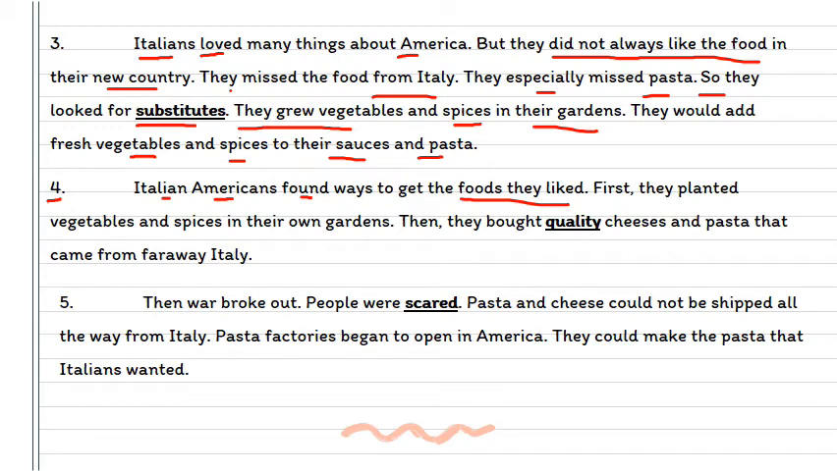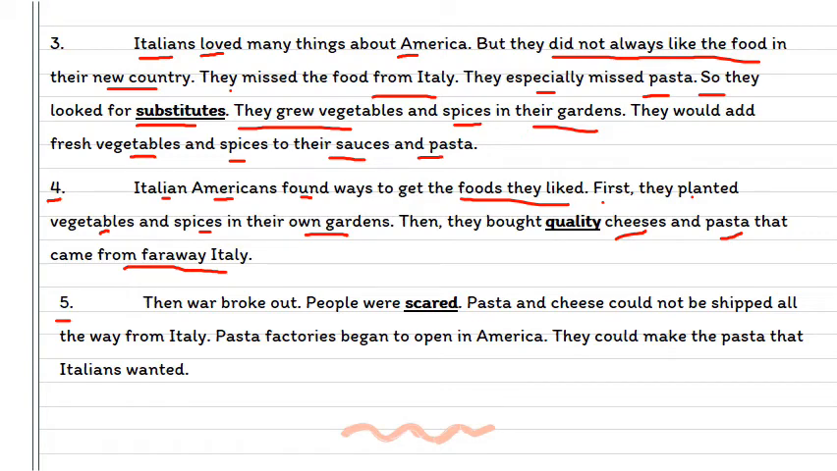How did they get the food? First, they planted vegetables and spices in their own gardens. Then they bought quality cheeses. Quality means finest products. It means here they didn't like the cheese that the Americans used. They wanted the taste of the Italian cheese. And pasta, they also imported pasta that came from faraway Italy.